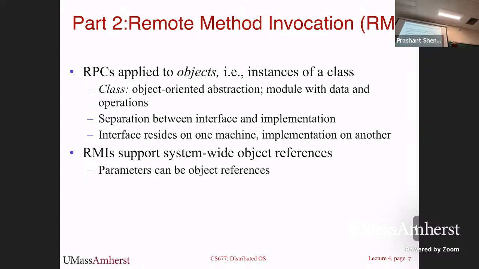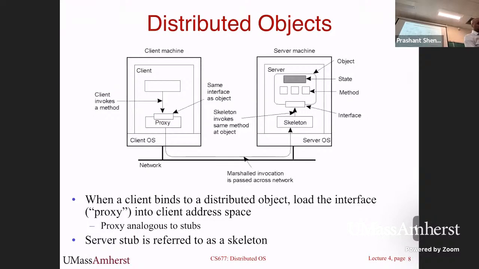Now, one thing that Java supports, which we can take advantage of, is what we call system-wide object references, which means that you can refer to objects that reside on other machines and other processes, and somehow we'll be able to track it down. And we'll use that to our advantage, and you'll understand what I mean. So the main difference because of this is you will be able to pass objects by reference in parameter passing, and we'll get to that. But let's look at a picture first.